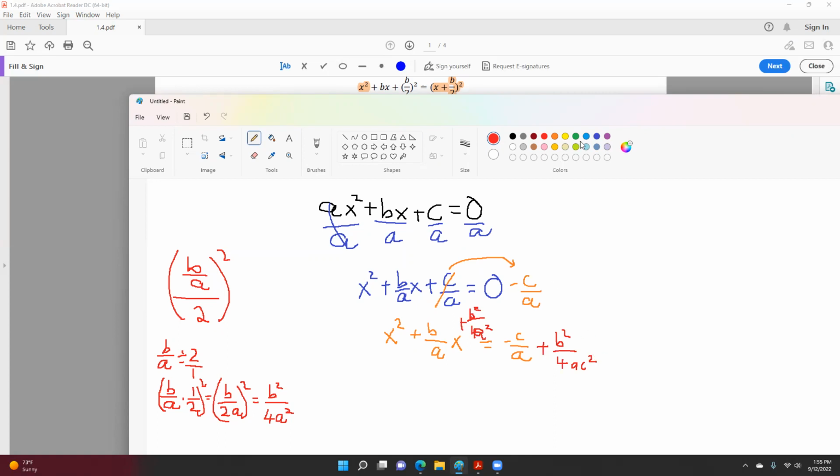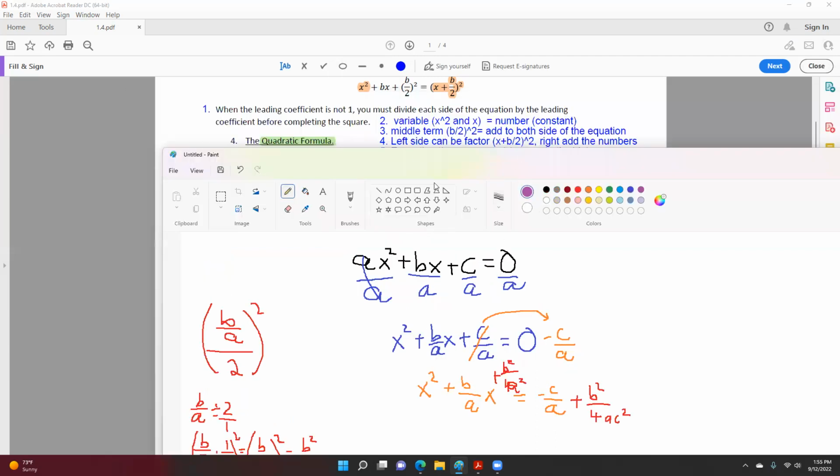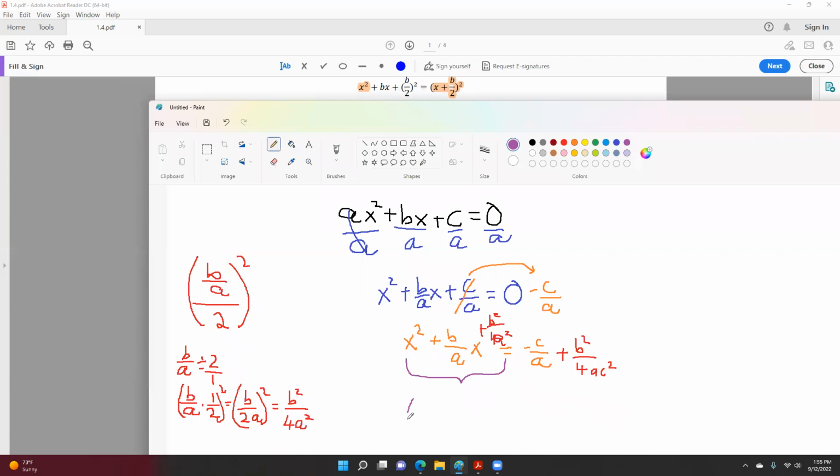So what we are doing here is step number 3, where you take the middle term divided by 2 and square, and you add that term to both sides of the equation. That's step number 3. Step number 4, the left side here can be factored. And that factor is going to be x plus something squared.